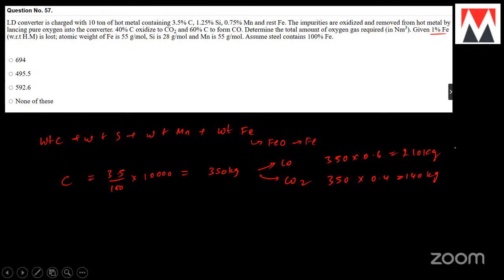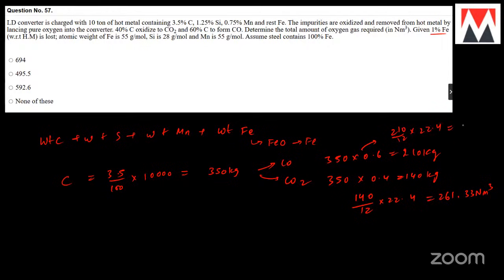Now this is not solved yet. You need the volume of oxygen. So for the total amount of oxygen, if you want C to get converted to CO2, you need 1 mole of O2. So you can write it as 140 by 12 into 22.4, which will give you 261.3 normal meter cube. And for this, you can say 210 by 12 into 22.4 will give you 196 normal meter cube. Okay.